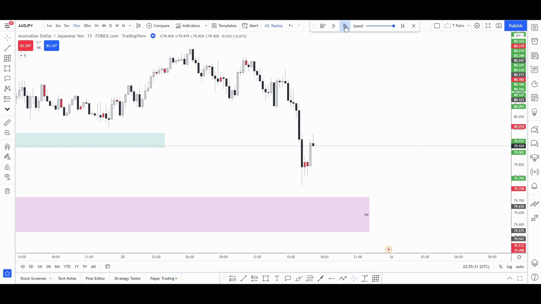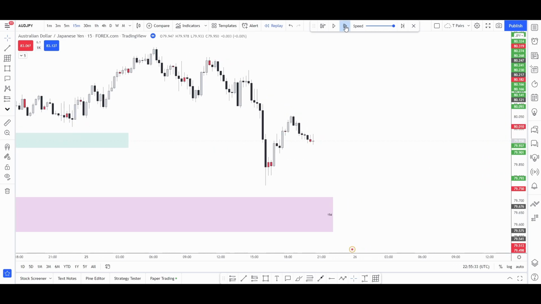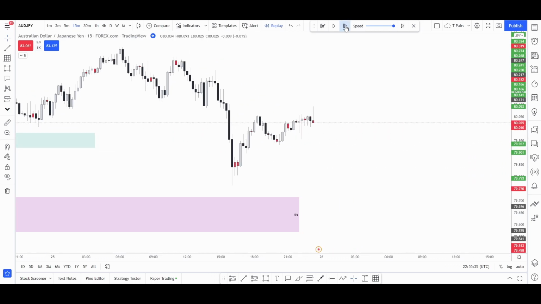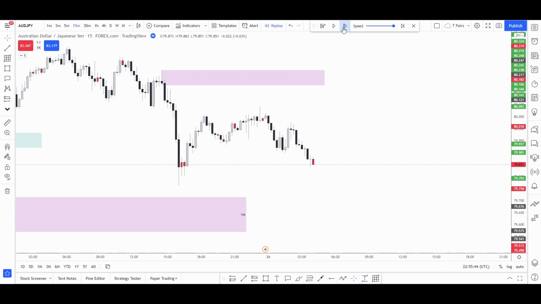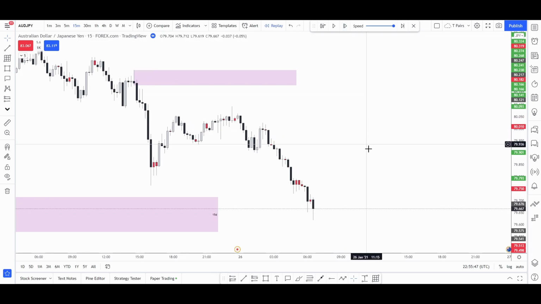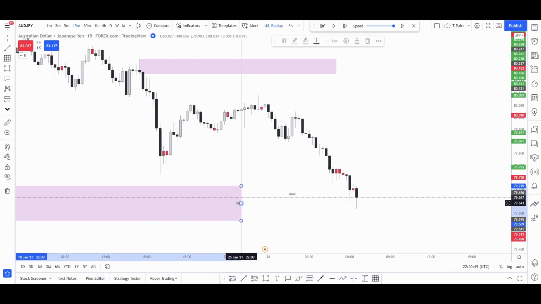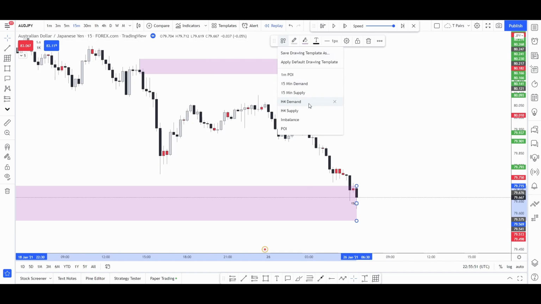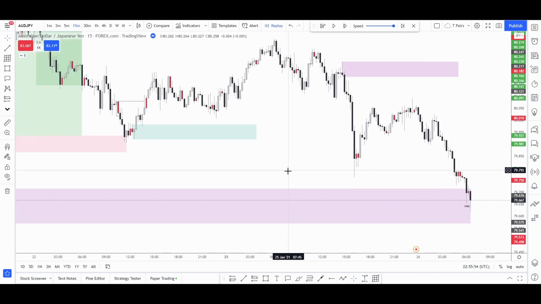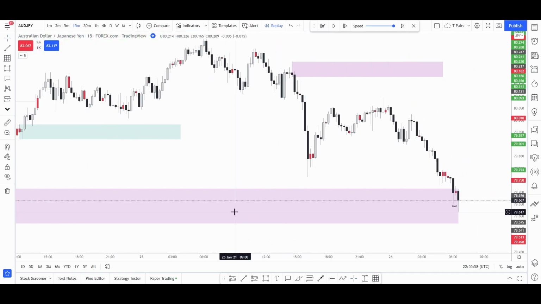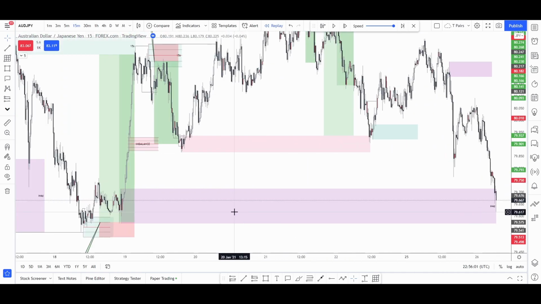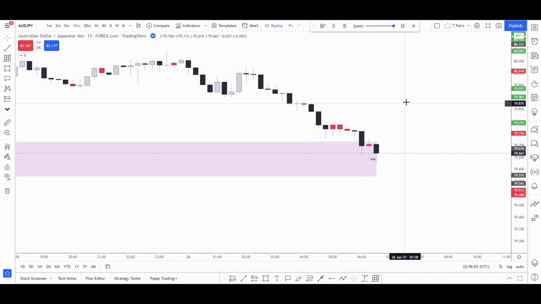Let's go. It hasn't even reached it yet. Oh well. It's a nice supply zone, if it reaches. Oh, okay, cool. Right, so this was a 4-hour, wasn't it? So that was a 4-hour demand, not a 15-minute. Would I have been stopped out if I just targeted the inside bar? Yeah. Cool, glad I covered those wicks.